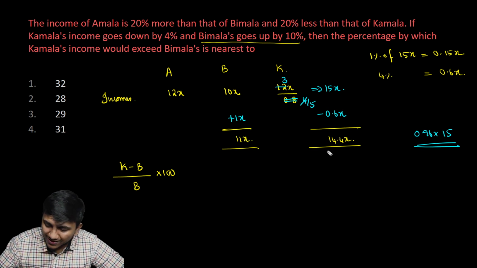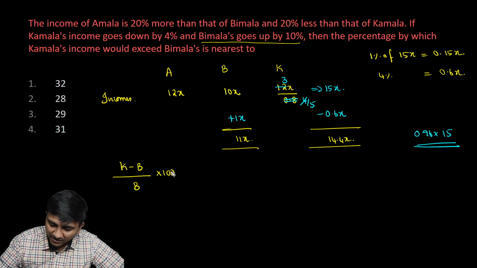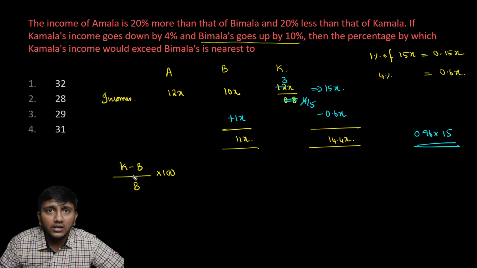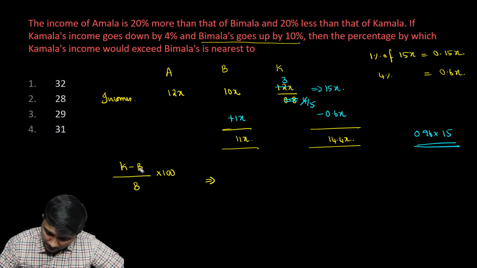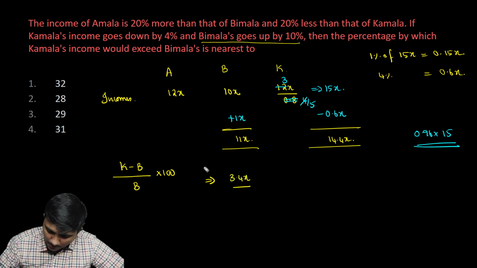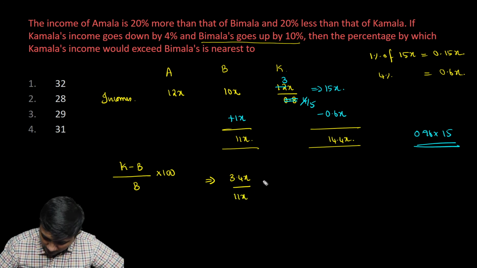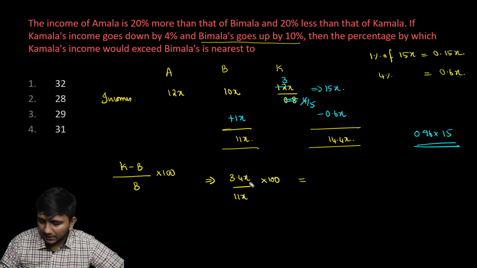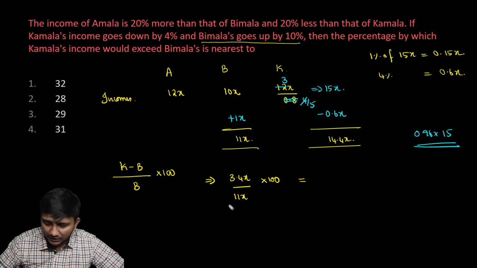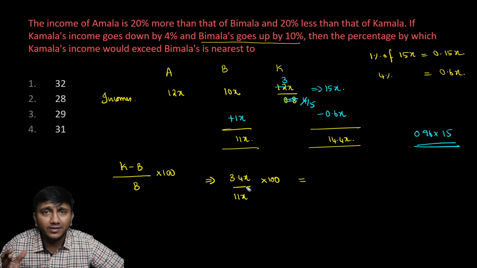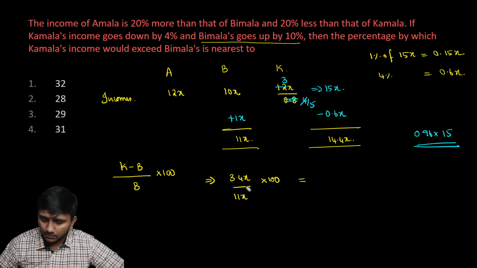So Kamala's new value is 14.4x, Bimala's is 11x. We'll have to substitute that in this expression to get the answer. Let's do that. So 14.4x minus 11x, that's going to be 3.4x by Bimala's value, 11x, into 100. If you have a calculator, it's a very simple calculation. 3.4 by 11, you have to see which of these values is closest to that. If you don't have a calculator in whatever exam you are appearing, then let's see how you can approach this question.